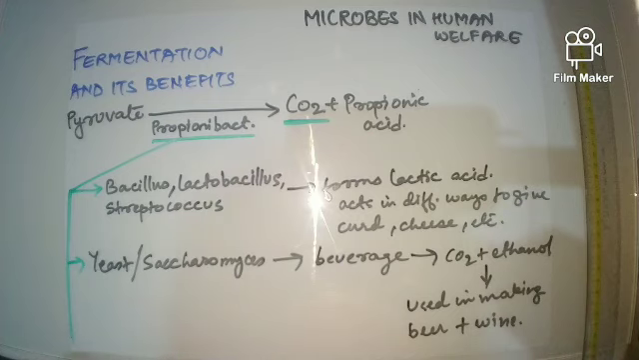If any one of you has ever got a chance to see a block of cheese, you might have observed holes in it. Here, this carbon dioxide is responsible for the holes in the cheese. Bacillus, Lactobacillus, Streptococcus form lactic acid, which acts in different ways to give curd, cheese, soy sauce, etc. Yeast or Saccharomyces is responsible for most of the beverage industry in the world. With the help of yeast, we can produce carbon dioxide and ethanol, that is fermentation of alcohol, which is used in making beer and wine.